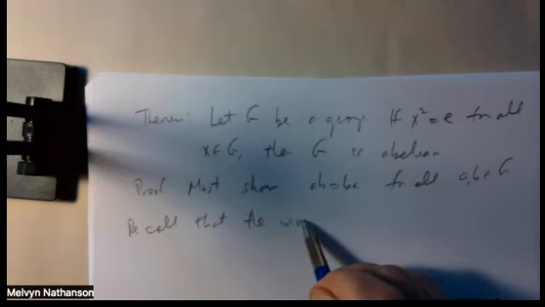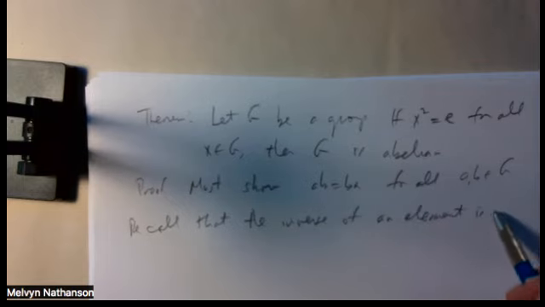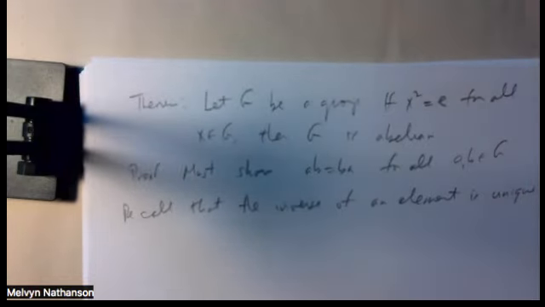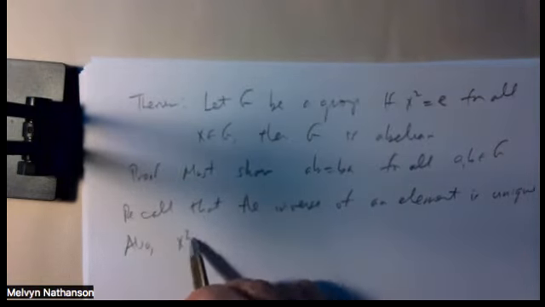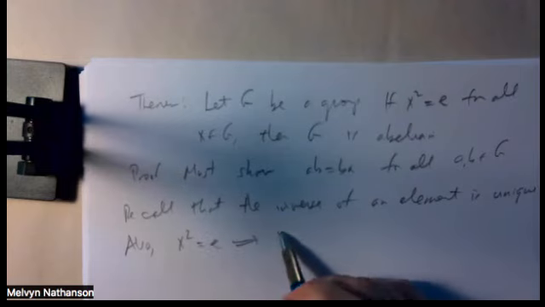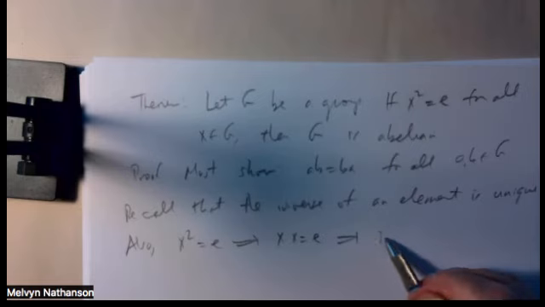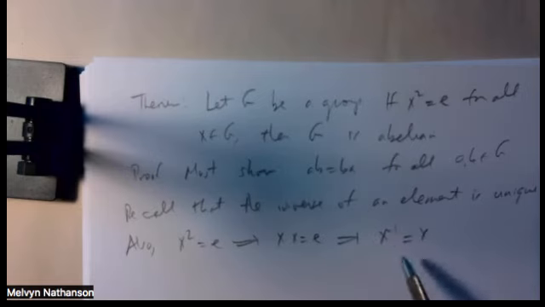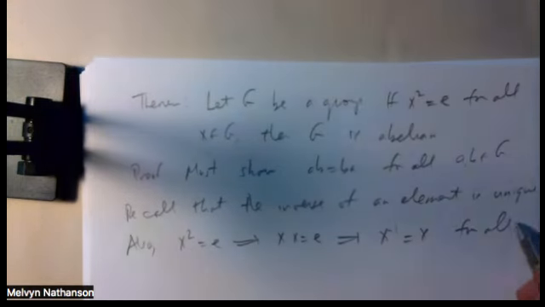So recall that the inverse of an element is unique. In a group, every element has a unique inverse. And also, x squared equals E means x times x equals E. That means x inverse is just equal to x. The inverse is what you multiply x by to get the identity, and x times x is the identity, so x inverse equals x for all x in the group.